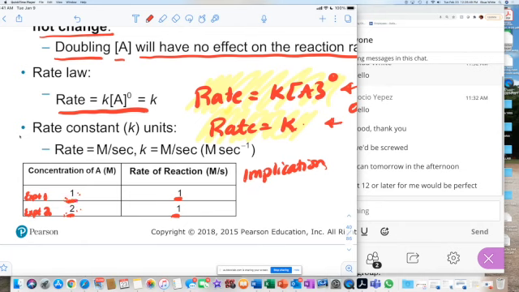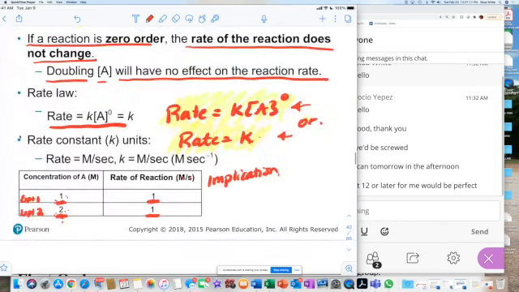So when the concentration of A was 1 molar, the rate of the reaction was 1 molar per second. Then I doubled A, used twice the amount. Look at how that influenced the rate of the reaction. It didn't. So just by looking at this table, I can conclude A is not doing much to influence the rate of the reaction. So A is zero order, because when I doubled A, nothing changed.